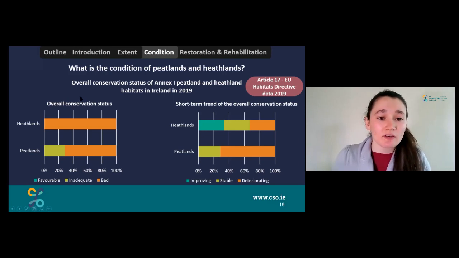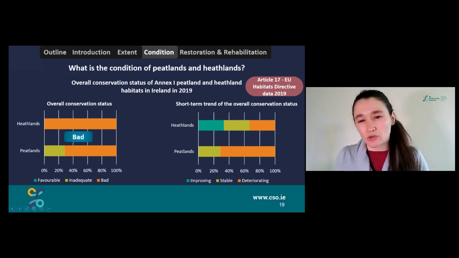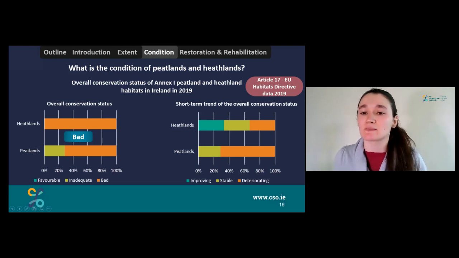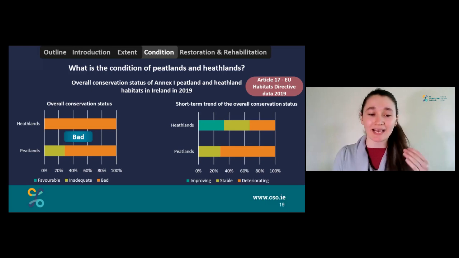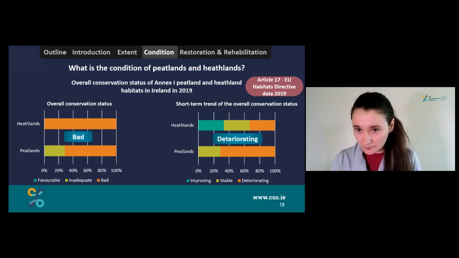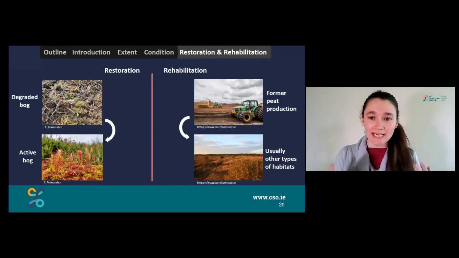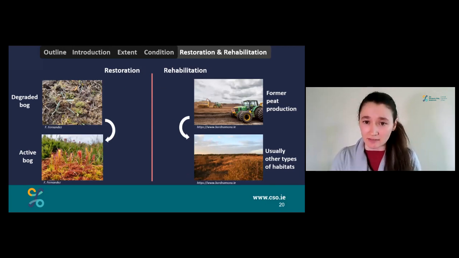If we first look at the conservation status, you can see that it is mostly bad for heathlands and peatlands. The short-term trend, however, is a different story. You can see that for heathlands, it is mainly equally split between deteriorating, stable, and improving, but it is mainly deteriorating for peatlands. So the overall conservation status for peatlands and heathlands is mainly bad and deteriorating. And this is what leads us to the work of restoration and rehabilitation of peatlands.